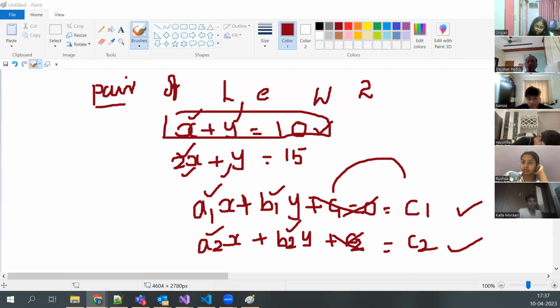Note down: an equation in the form of ax plus b equal to 0, in the bracket you put a is not equal to 0, is called a linear equation with one variable.